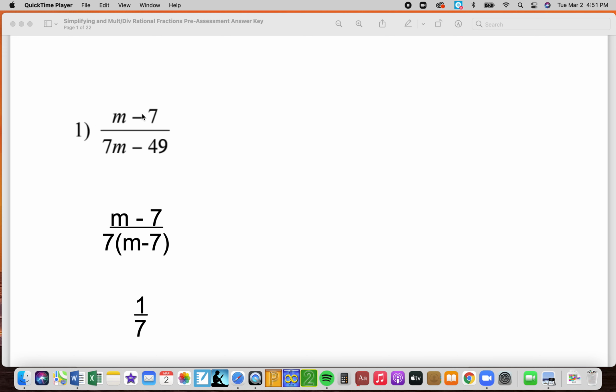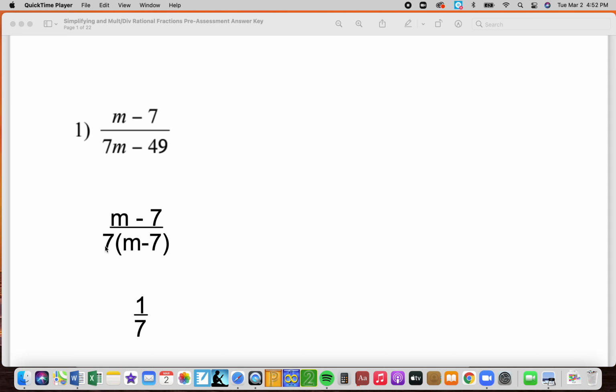We're going to look at the numerator first. Can we factor it? Is there a greatest common factor? Can we factor it using difference of squares, binomial squares, A times C, factor by grouping? So we can't simplify the numerator, but if we look at the denominator, we have a GCF here.